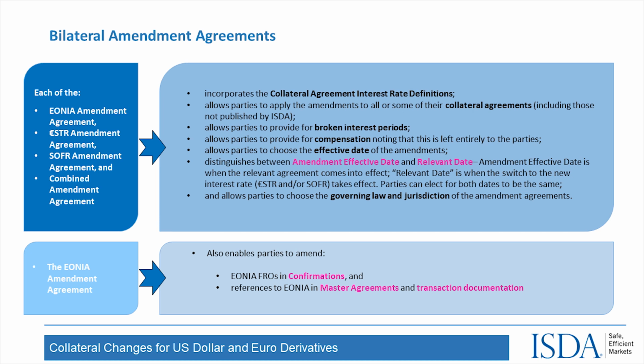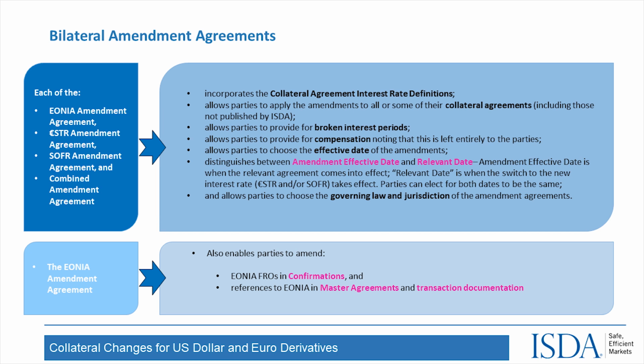So the parties can choose the effective date of the amendments, and the templates all distinguish 2 different dates. First of all, there is an amendment effective date. That's the date upon which the agreement itself becomes effective. For example, that may well be the date of signing. And then secondly, there is a defined term of a relevant date. And this is the date upon which the change is effective. So that's the date when the interest rate is switched.